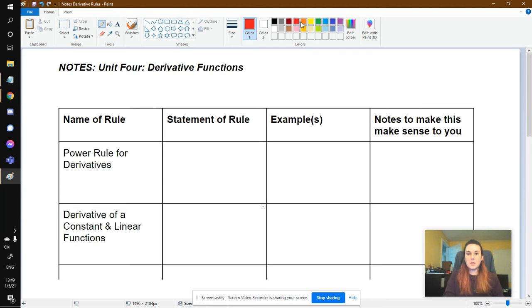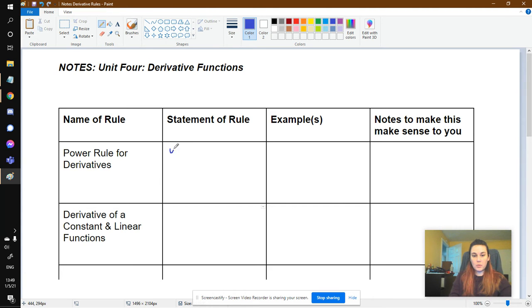The two things we know from Unit 2 about derivatives are the power rule and the derivatives of constant and linear functions, right, which is a special version of the power rule. And we're going to add a lot more to this unit. But let's start with this.